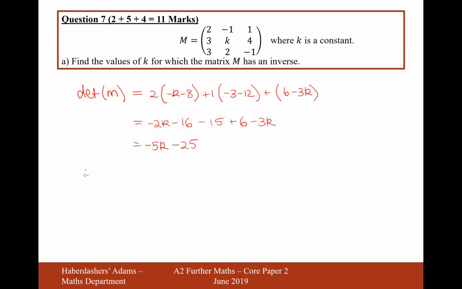So therefore, k should not equal 5, because then that will make the determinant 0. So there we are, k should not equal 5. No, minus 5. Because then the minus double minus will make it 25, so it's k should not equal minus 5.